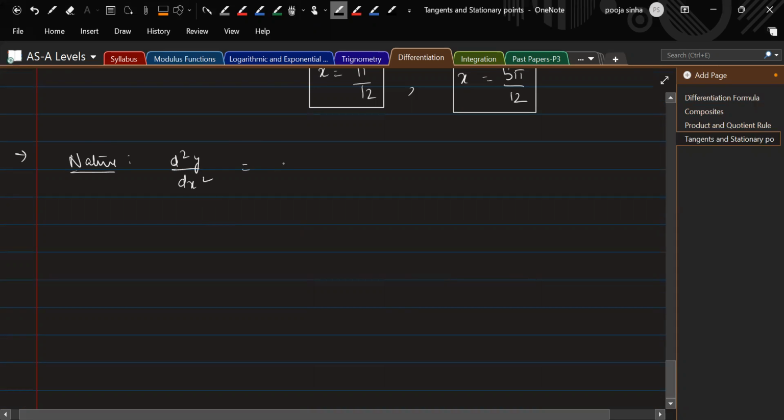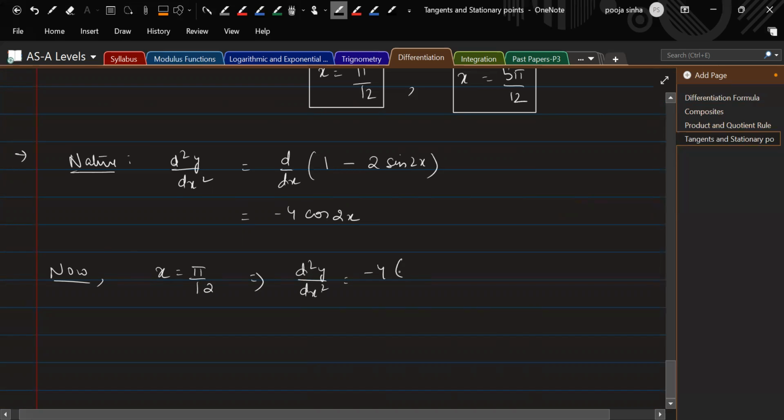When we differentiated, it was this. Now d by dx of 1 minus 2 sin 2x... is minus 4 cos 2x. Now to find the nature, we use the x values. At x is equal to pi by 12, d square y by dx square is equal to minus 4 cos 2 pi by 12. And the other value, x is equal to 5 pi by 12, d square y by dx square is minus 4 cos 2 times 5 pi by 12. We can cancel the 2 and 12.